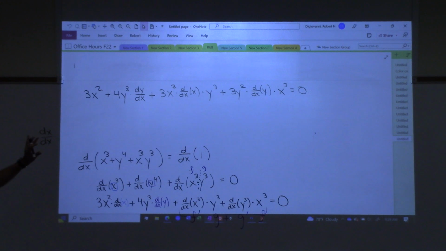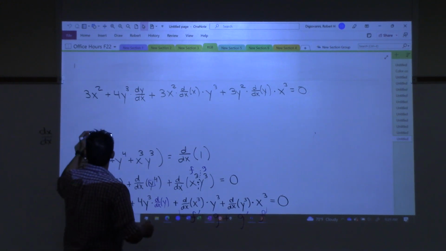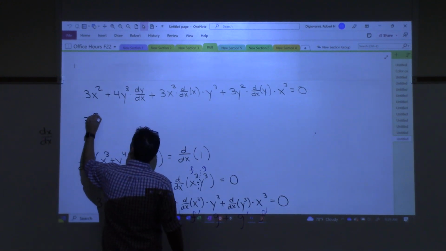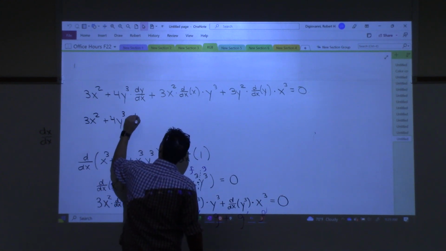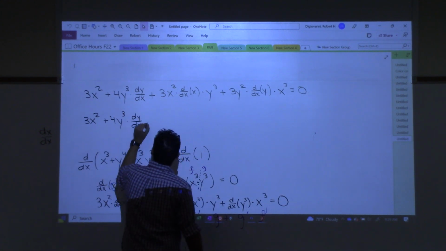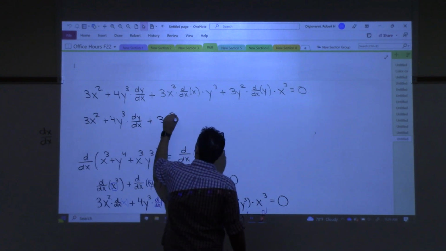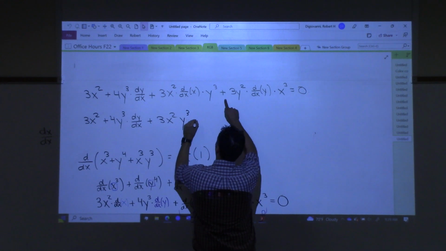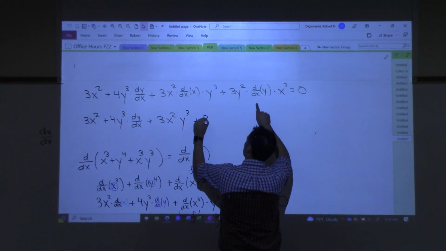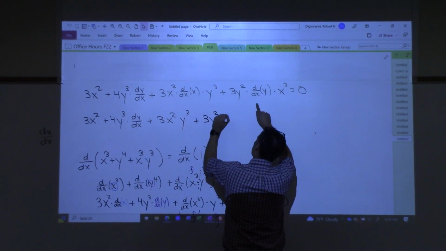Okay, let me just clean up a little bit more. This is 3x squared plus 4y cubed times dy/dx, plus this is just 3x squared because that becomes 1 times y cubed, plus this I'm going to write as 3y squared times dy/dx.